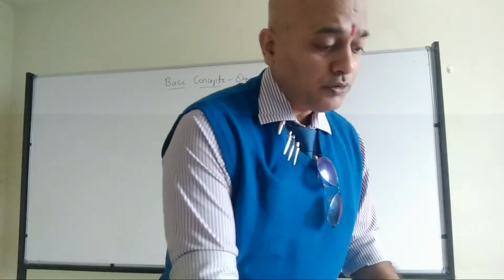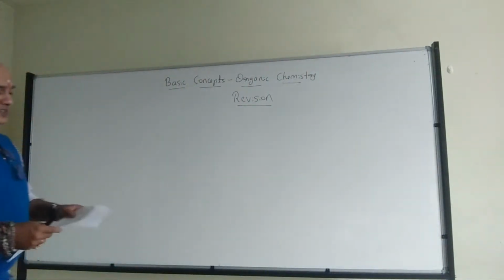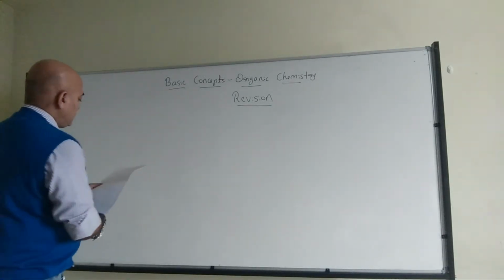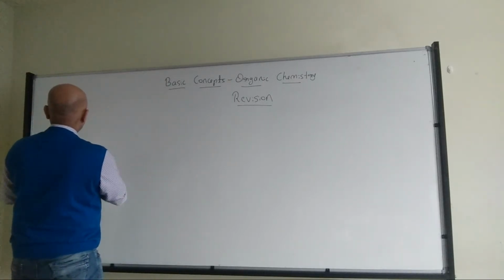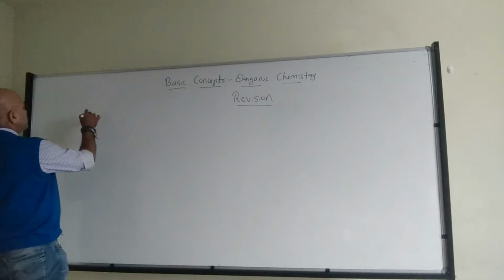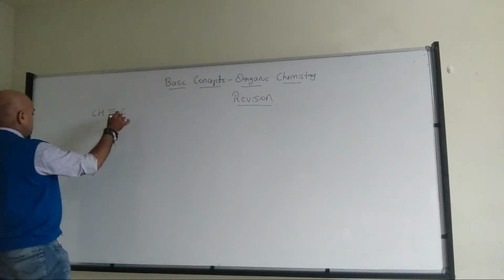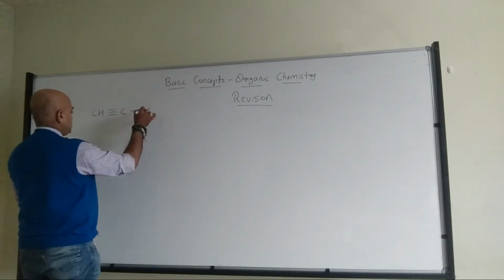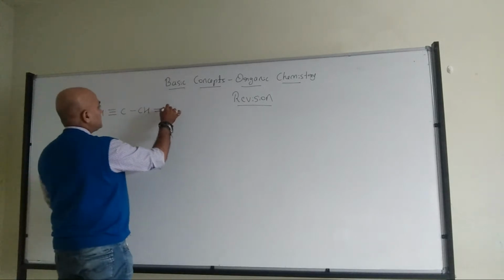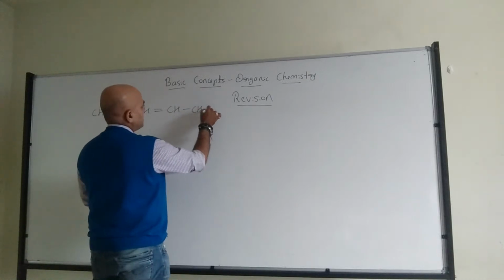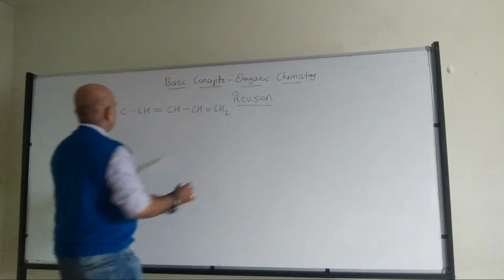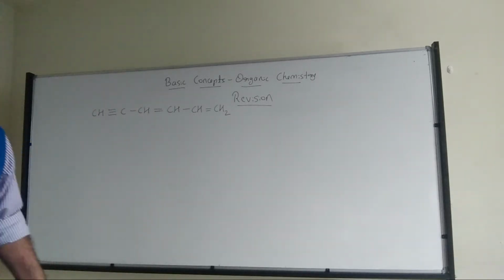That is with respect to IUPAC nomenclature. I will give some examples and we will start solving them. Example can be, here I will write CH double bond CH double bond CH2. So this is a given organic compound.